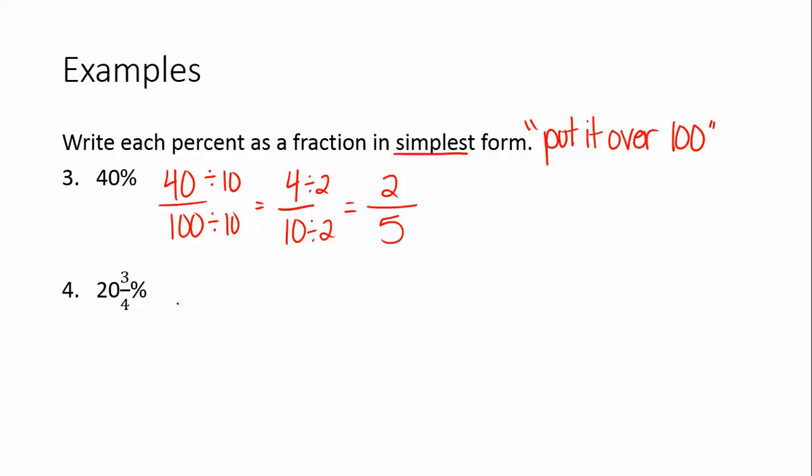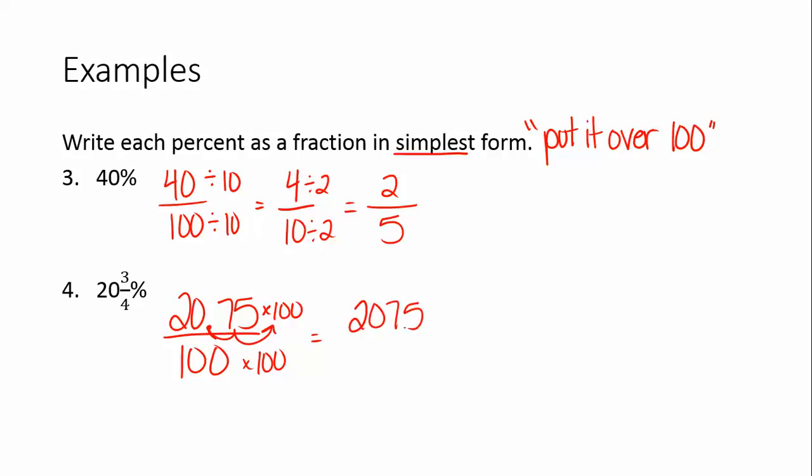20 3/4% is 20.75 over 100. Here though we need to move the decimal place 2 spots, so that's the same as multiplying by 100. So it means we have to multiply the bottom by 100 as well. So that's 2,075 over 10,000.